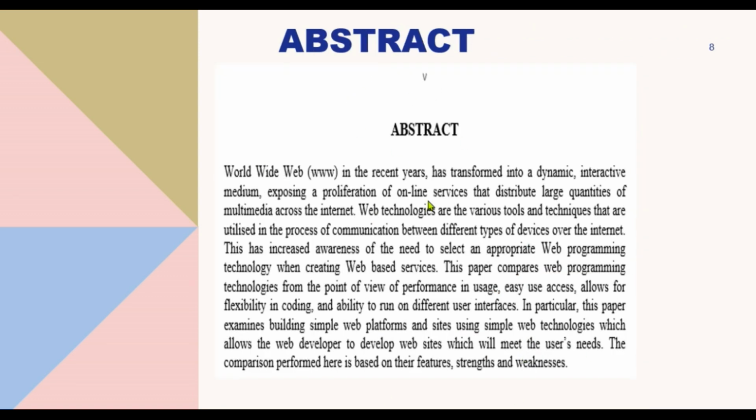Then abstract. Abstract is a summary of what you have done. It's a summary of your work. It begins with what you have done, that is the topic. Then why you did it, that is the motivation. So of course, you should tell us why you did it. Then how you did it, that is the methodology used in carrying out the research.